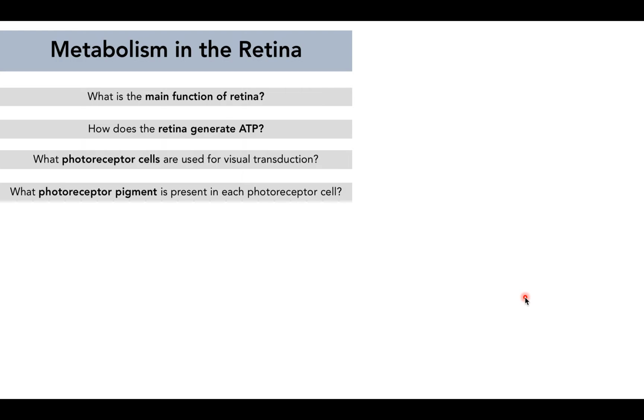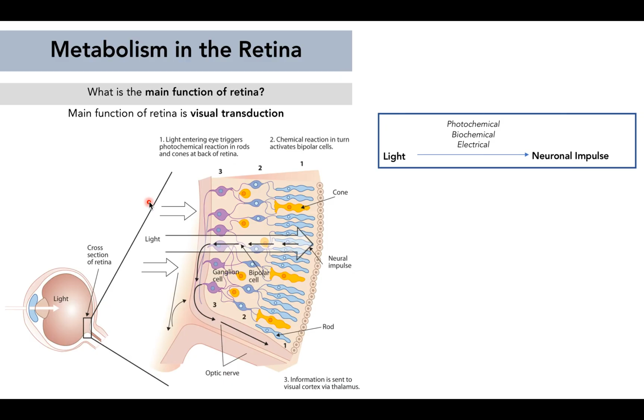So now we move on to metabolism in the retina. There are going to be some subtopics when we talk about metabolism in the retina, such as what's the main function of the retina, how does it generate ATP, and then what cells do we use for visual transduction, and what pigment is present in each photoreceptor cell. And then finally, we'll talk more about the visual transduction process.